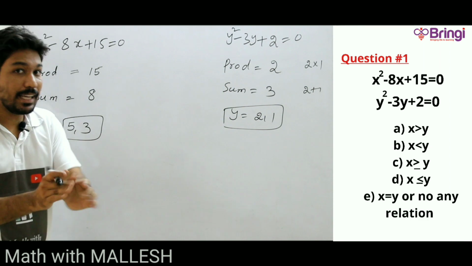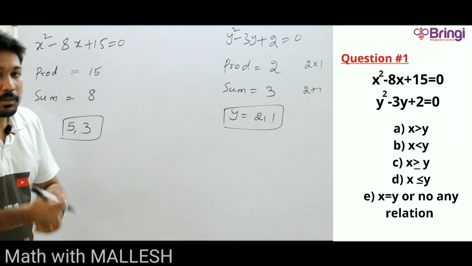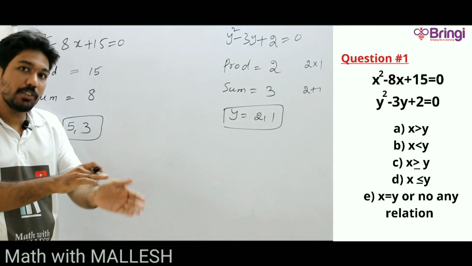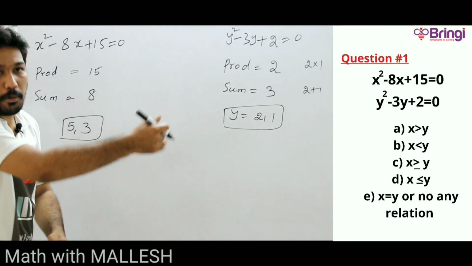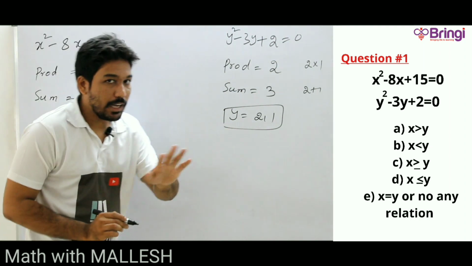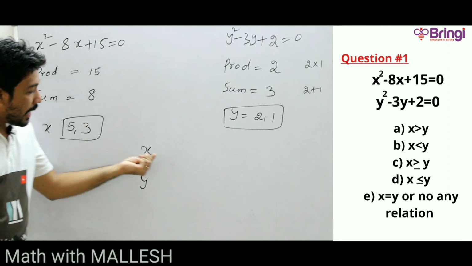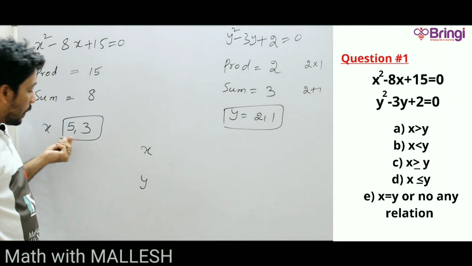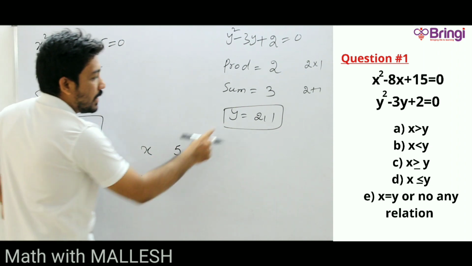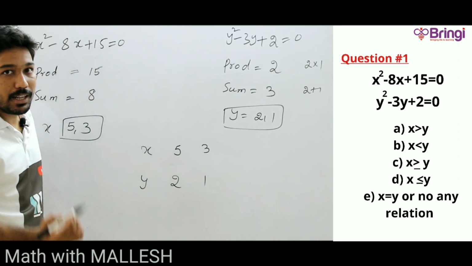Now this is the process of finding x comma y. Now almost 60% work is completed. Now what is the next step? We have to find whether x greater than y, or x less than y, or x greater than or equal to y, or x less than or equal to y, or option 5. Now first x value completed and y value completed. Now what you have to do? Take x and y. X value: bigger number is 5, and smaller number is 3. Clear. Next y value: 2 is the bigger number and 1 is the smaller number.